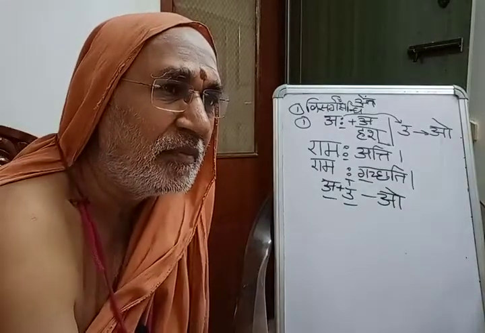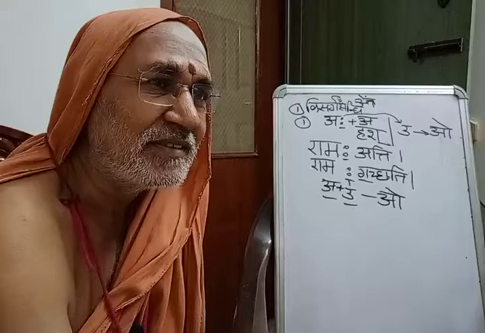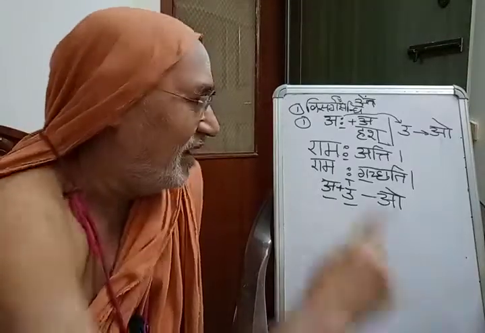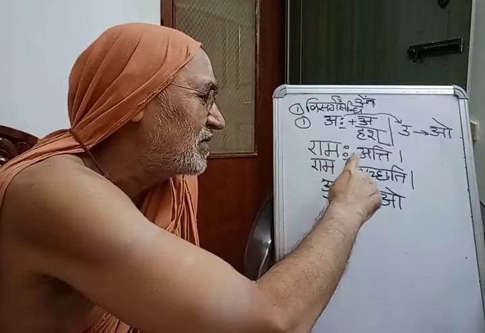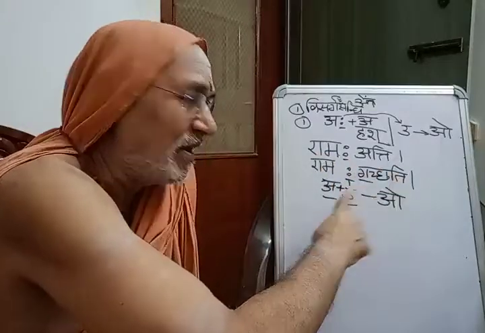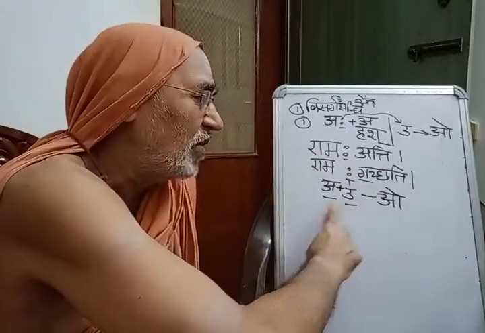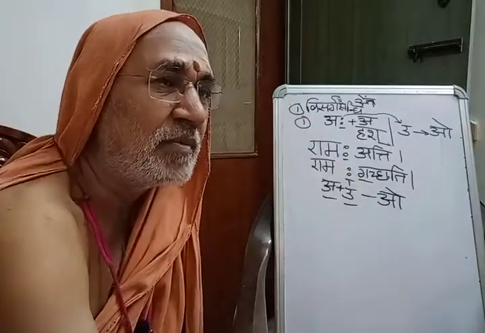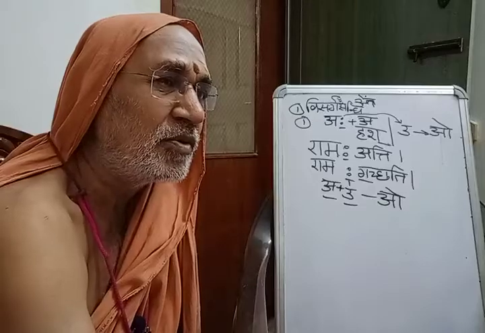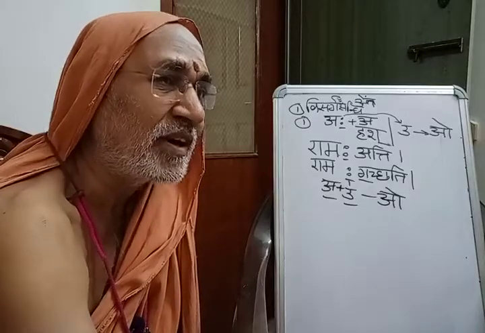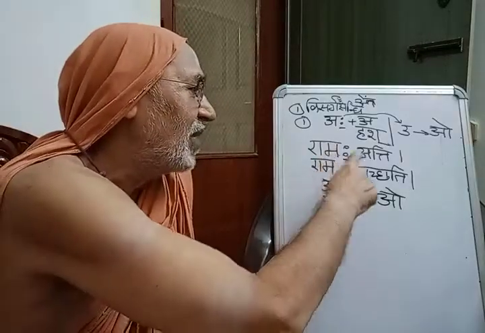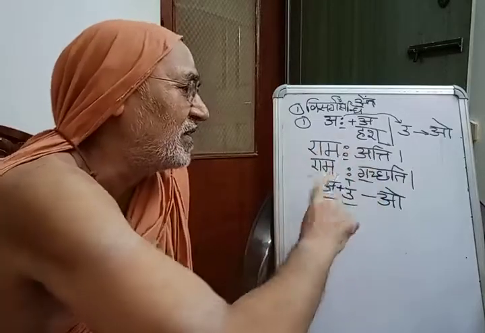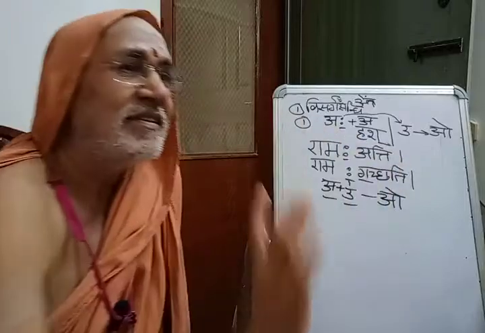Ganga plus Udakam, remember that, it becomes easy. Rama plus Ishvara, Rameshwara, that is A plus I. Here it is not E, it is Rama plus U. So Ganga plus Udakam, Gangodakam. A plus U becomes O, this is Odakam. Similarly, Rama plus U, what happens? Ramo. Ramo atti, Ramo gacchati.